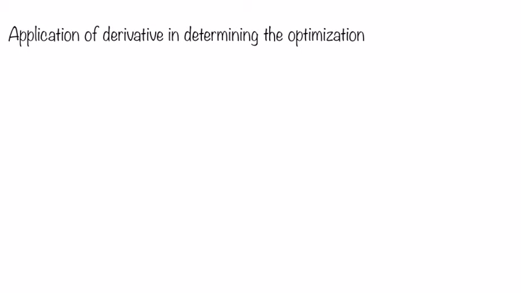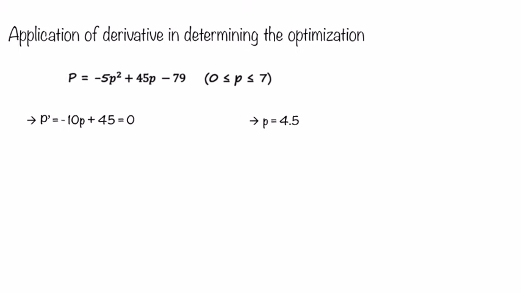Here we have applied the derivative to our profit function to maximize our profit. We have derived the function 2 times. The first derivative is to find the stationary point, and the second derivative is to confirm that the stationary point is in fact a maximum.